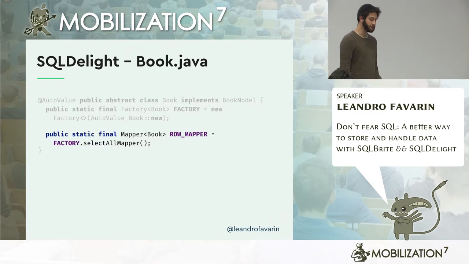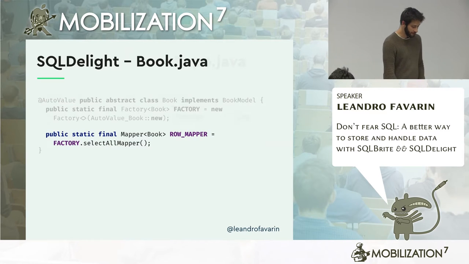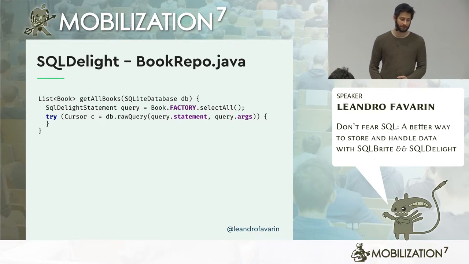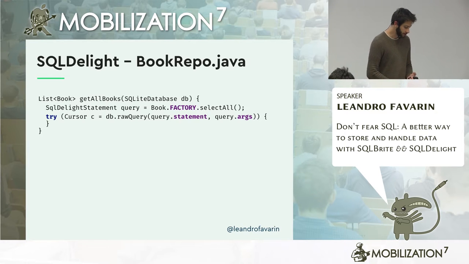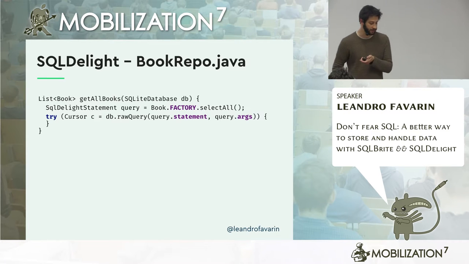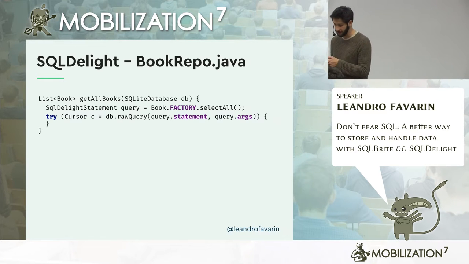Let's try to query some books then. Let's have a BookRepo.java that then queries the database. So this is an example of me querying a list of books. And you can see here that all I have to do, well, on the SQLDelight, is to get the reference for my factory. Then I get this select all. And then I get back this SQLDelight statement.